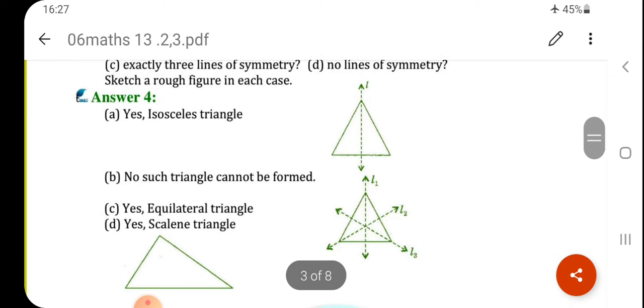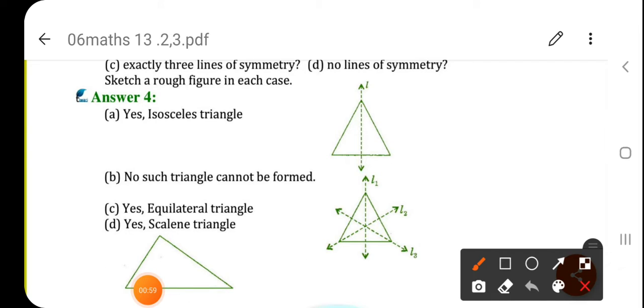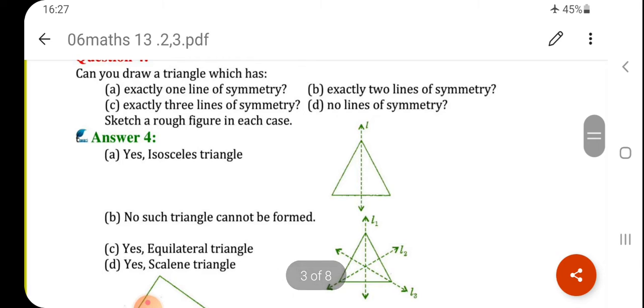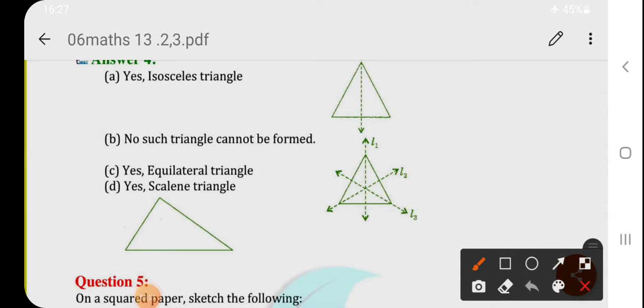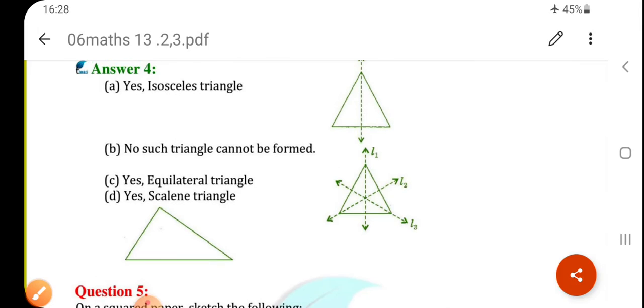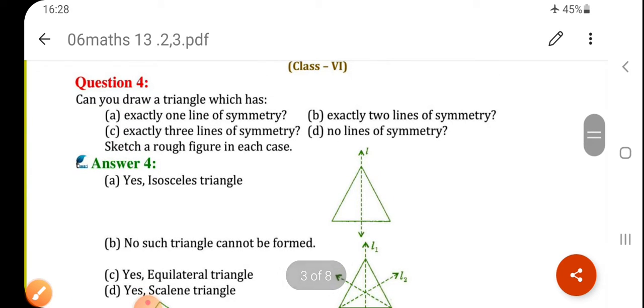So what is the name of the triangle? It's an isosceles triangle. So these two sides are equal and the third one is different from the other two sides. So you will have a vertical line of symmetry here. Second one, exactly two lines of symmetry. So no such triangle can be formed. So here it is not possible to have this kind of triangle which is having two lines of symmetry.